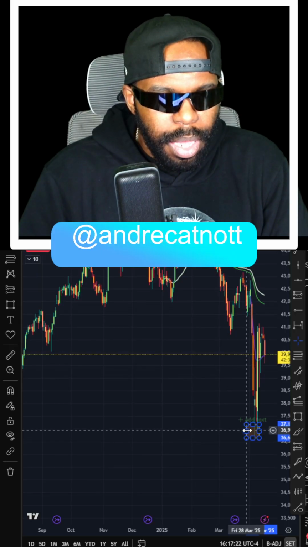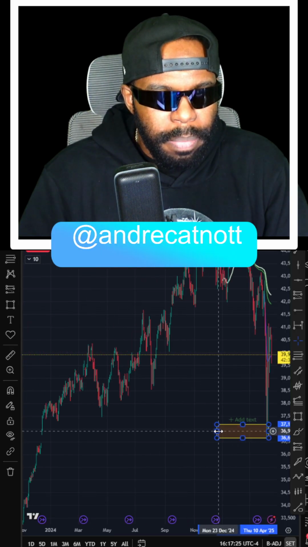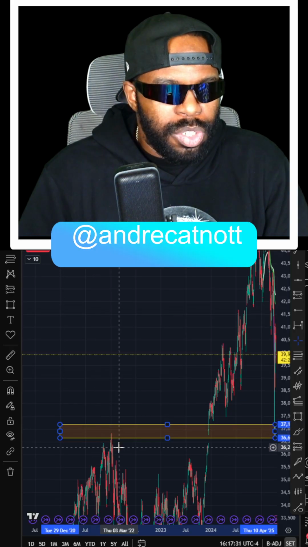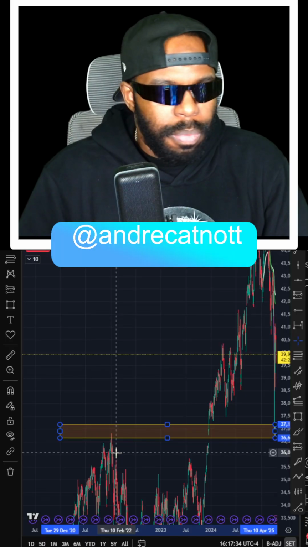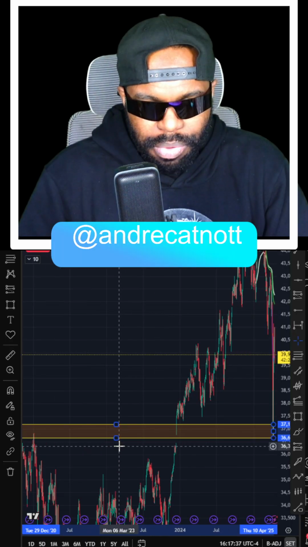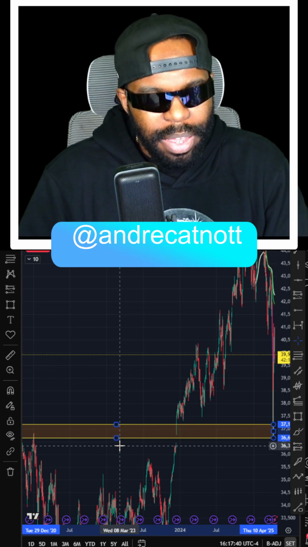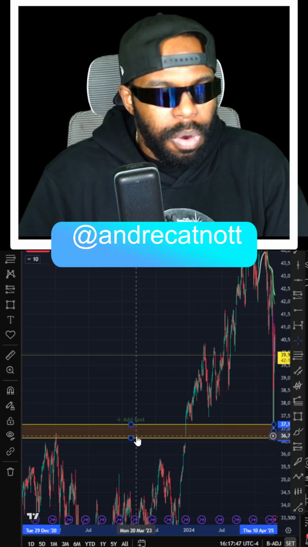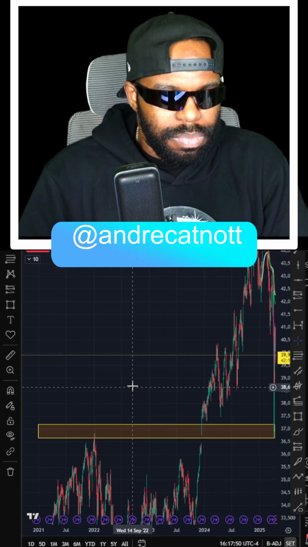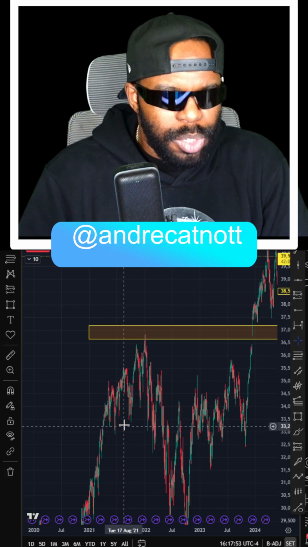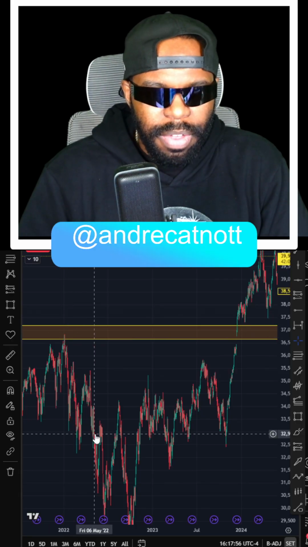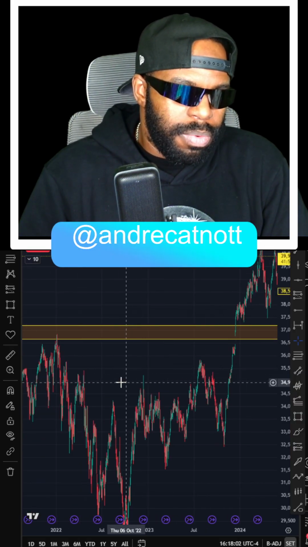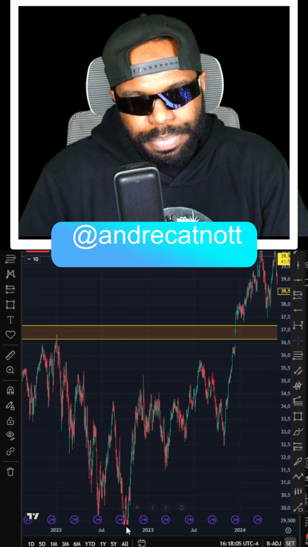What I like to do too is draw my zones back in the past, to see if this zone is being respected or rejected, or if price is breaking the zone. I want to see if price respects the zone, that way I know if the zone I'm drawing is strong or weak. As you can see, back in 2021, price rejected the zone. So this is a very, very strong zone right here. Every time price is above or below, you can see a rejection. So we got a rejection here back in 2021.